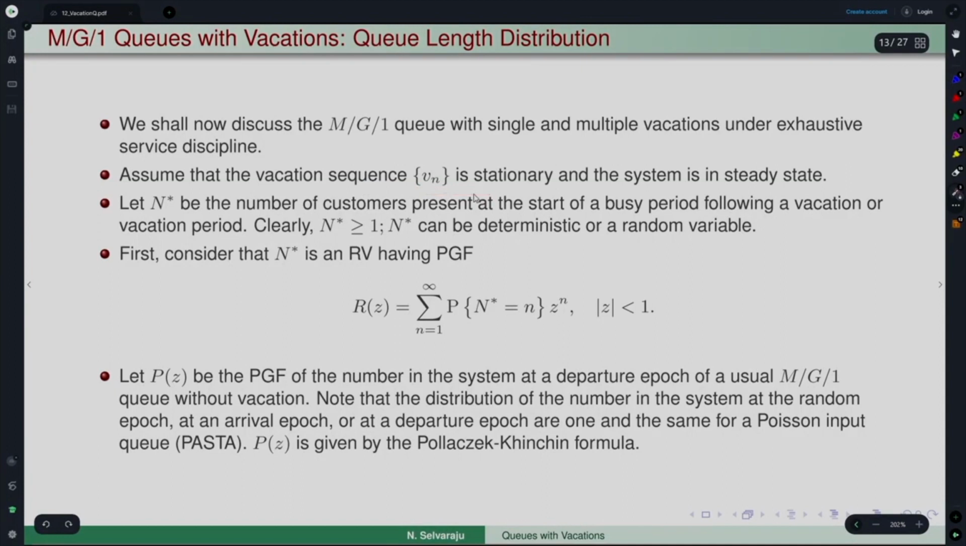So, we will now discuss this M/G/1 model with single and multiple vacations under exhaustive service discipline. Now, as usual, we will assume that the vacation sequence Vn is stationary and the system is in steady state. Now, let us introduce a random variable N star, the number of customers present at the start of a busy period, meaning the normal period following a vacation or a vacation period, because if it goes for multiple vacations, it will be after multiple vacation periods.